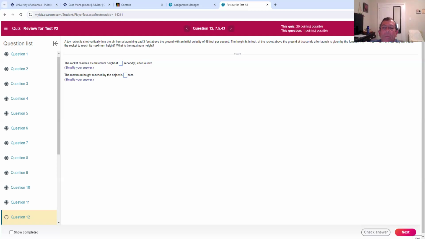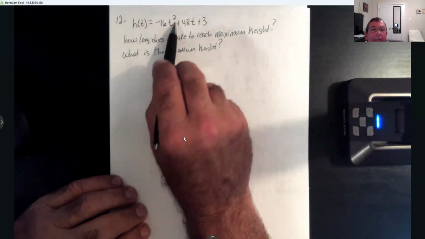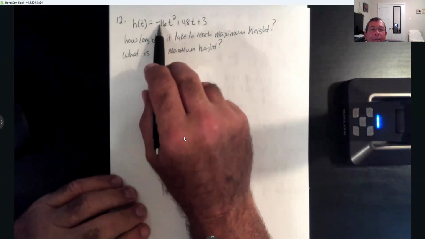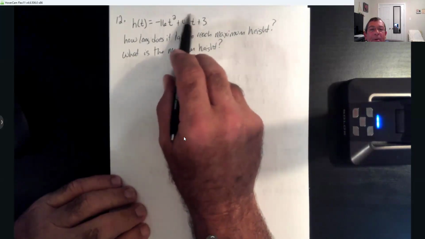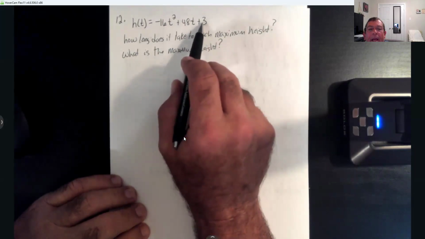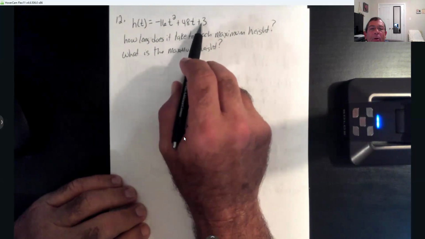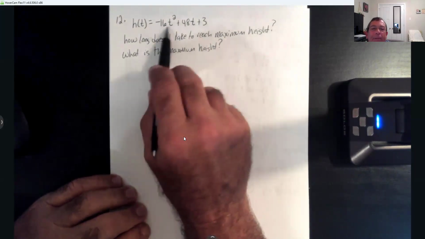All right, so we'll work this one on paper and then we'll come back and put in our answers. Now I'll tell you the formula. -16t squared is gravity. 48t is from the velocity. It went 48 feet per second. And the 3 they got because the starting height was 3 feet above the ground on a pad. So that's how to get the formula.